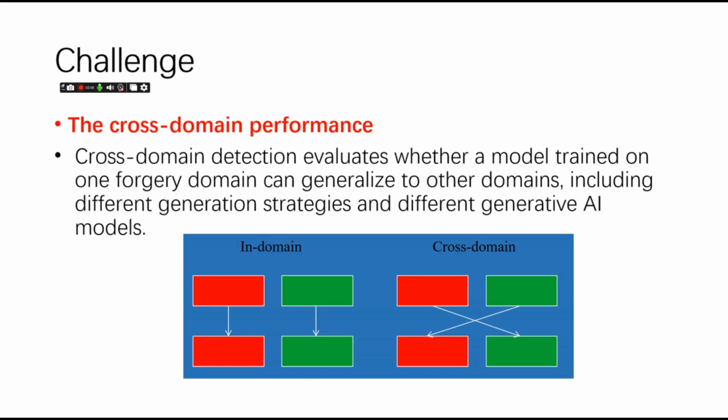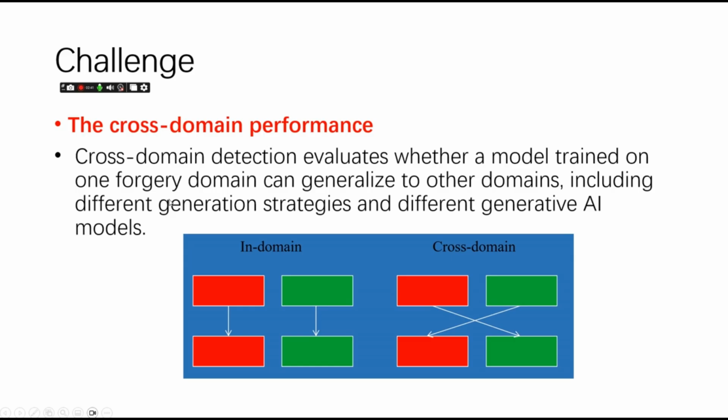Another challenge we are currently facing is the cross-domain performance, just like the image I gave here. In-domain is when we use the red color as the training set, and we use the red color as the test set. We use green color as the training set, and we use green color as the test set. Cross-domain is when we use red color as the training set, while we use green color as the test set. So this is what we call cross-domain.